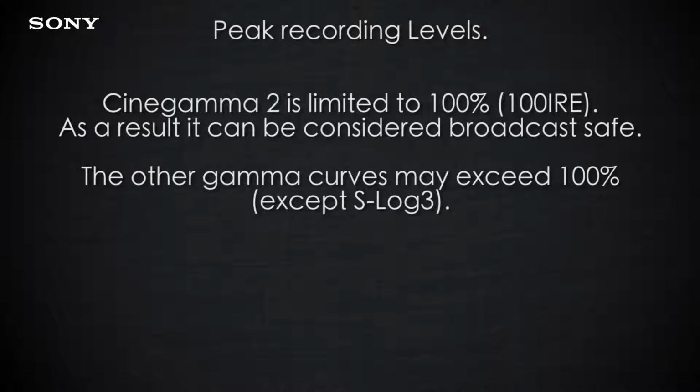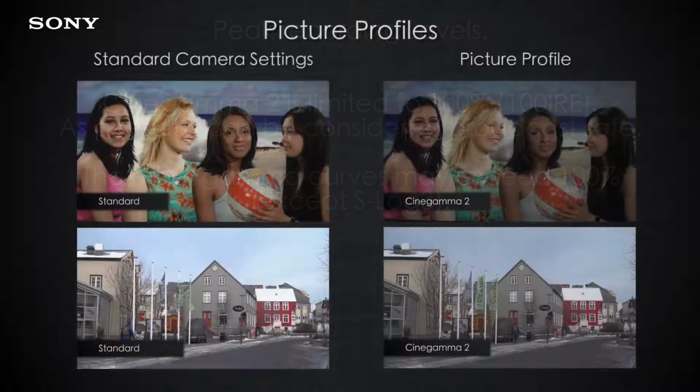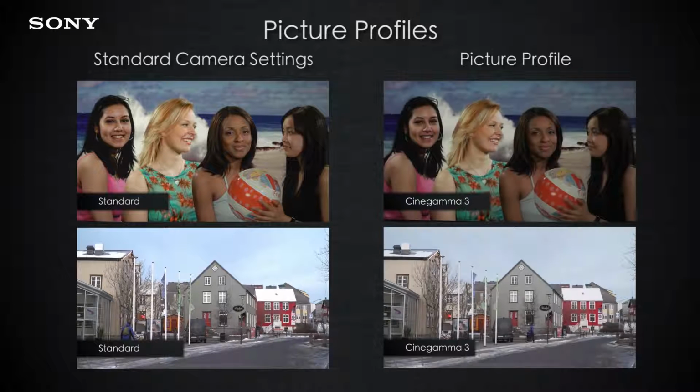Cine Gamma number 2 is very similar to Cine Gamma number 1, except this one is limited to a peak recording level of 100%. This makes it broadcast safe, so this gamma curve is particularly suited to broadcast applications and direct-to-air applications where it's important that the camera doesn't record above 100%. Cine Gamma number 3 is a little bit more contrasty than Cine Gammas number 1 and 2 and has a slightly smaller dynamic range. Cine Gamma 4 raises the shadows slightly compared to the other Cine Gammas, and this actually makes this one very good for shooting in lower light situations.